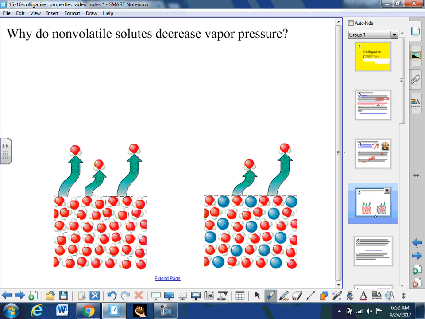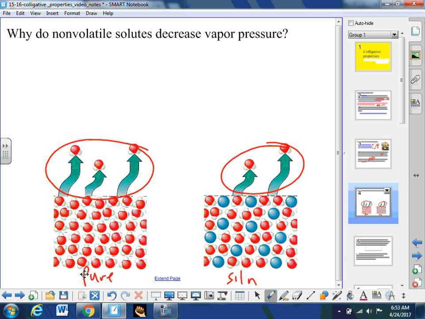So why do non-volatile solutes decrease vapor pressure? Imagine pure water here and a solution here. Here we've got 3 arrows indicating a higher vapor pressure. Here we've got 2 arrows indicating a lower vapor pressure. Note the top row of water molecules over here as opposed to over here. Here we have 7 water molecules across the top. Here we have only 4.